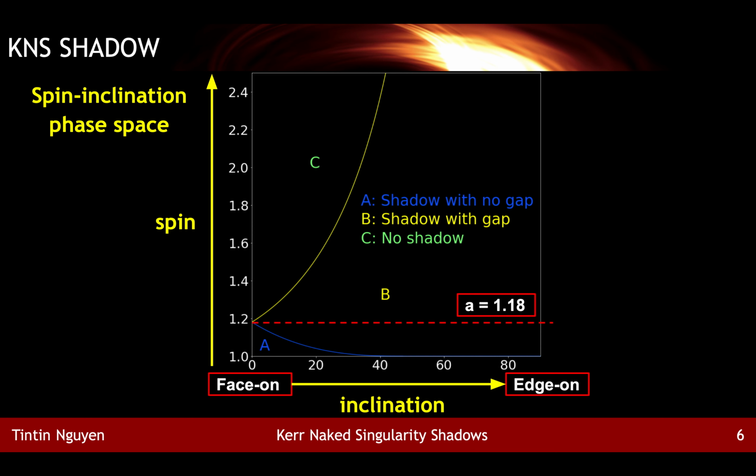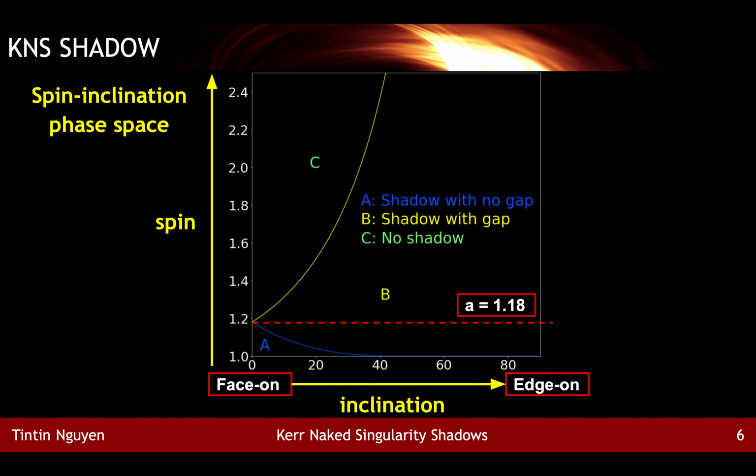And we have shown that when the KNS spin is low and our inclination is close to face-on, the shadow of the KNS can still be closed without any gap, just like the black hole shadow. As we go to spin a equals 1.18, which is a critical spin parameter that we were able to derive, then for all inclinations, the shadow of the KNS starts to open up with a gap.